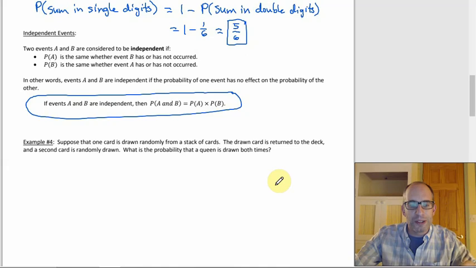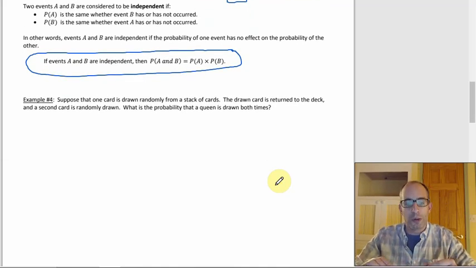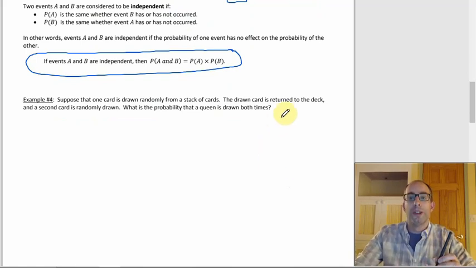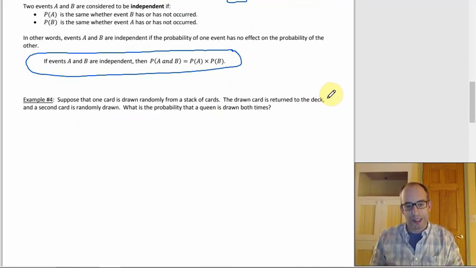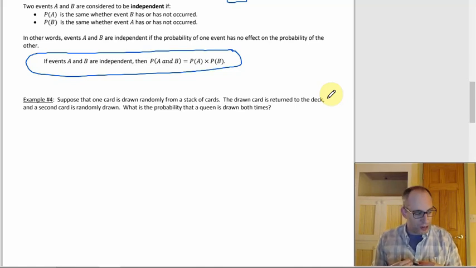Let's see. So example number 4. This is one where it's repeatedly drawing a card. So one card's drawn randomly from a stack of cards. Then it's put back in the deck, presumably shuffled, and a second card is randomly drawn. So then what's the probability that a queen is drawn both times?